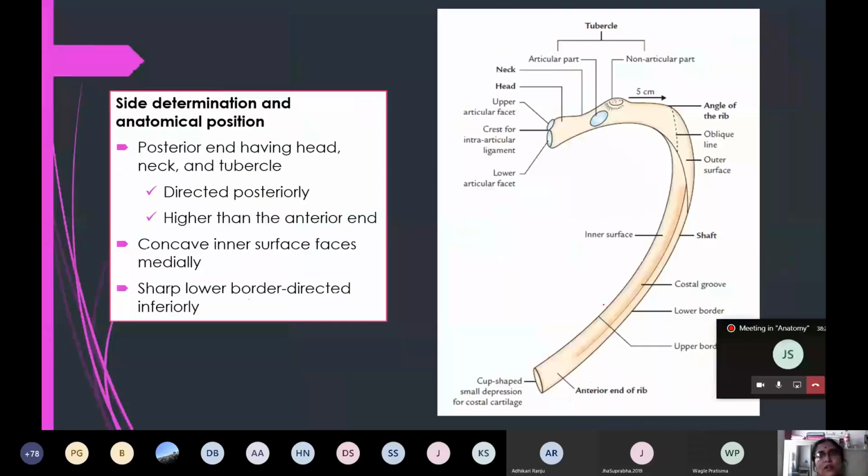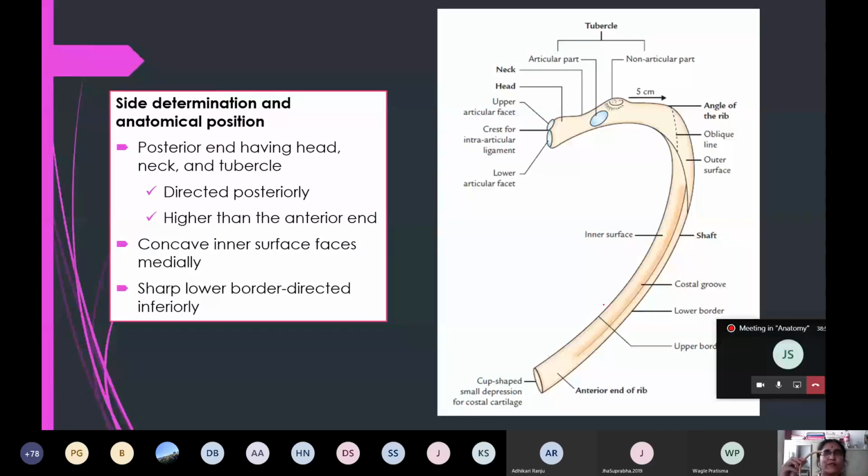Now, we have finished the part of the typical rib. Now we should know the side determination. See, I am holding the bone. Hold the bone in such a manner that this posterior end lies behind, directed posteriorly and at a slightly higher level. The anterior end should lie in front, slightly below. The concave inner surface should face medially. The convex outer surface should face laterally, and the sharp lower border directed downward. Now this is how you can do the side determination of the rib.